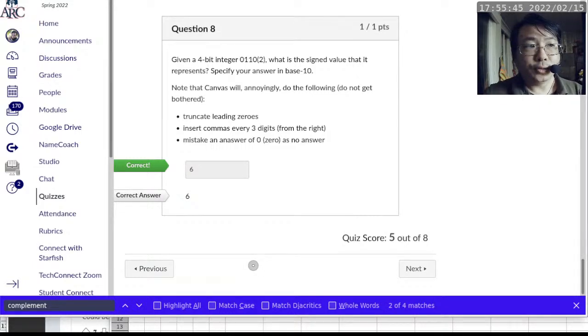All right, so are we good so far? Are we having a sufficient understanding of how negative values are represented as bit patterns?